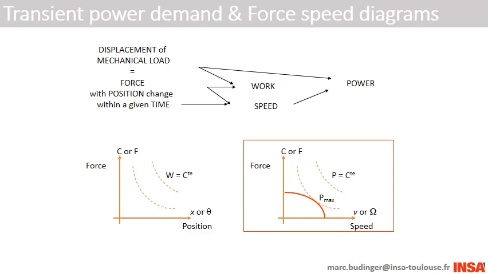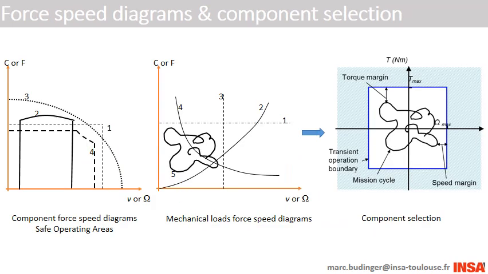Isopower curves, curves along which the power remains constant, have a hyperbolic form, or a linear one in a logarithmic scale in the case of effort and speed. This effort-speed plane in mechanics, voltage-current in electrics, pressure-flow in hydraulics, can represent, in an averaged way, the operational limits of a component.